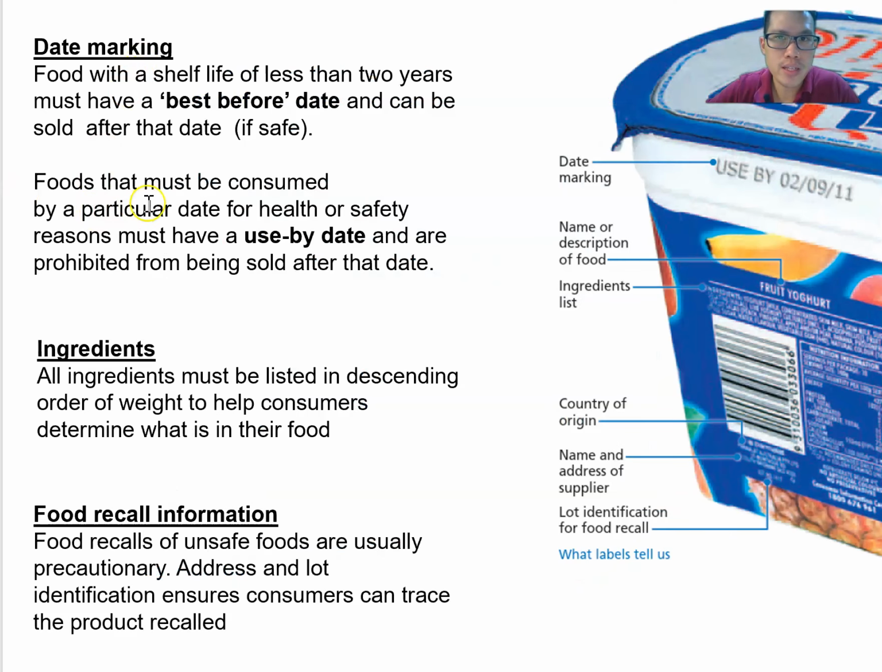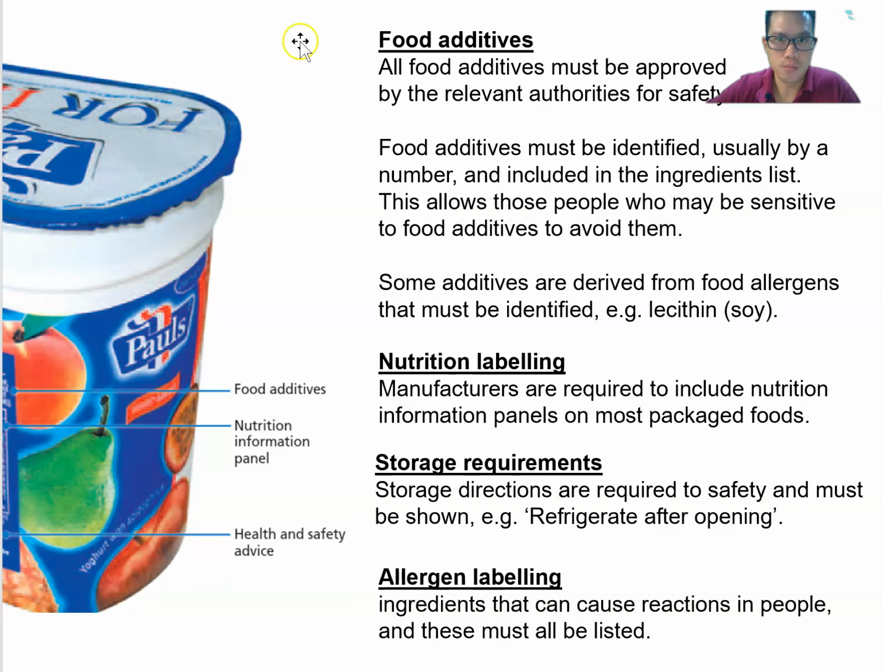So you can see the date marking, best before, use by, ingredients, food recall. Make sure that you know where to identify the production lot number, some of the food additives, nutrition labeling. The one that you need to see more is the storage requirement, for example, refrigerate after opening. A lot of people did not see this one. In the end, they store it at room temperature and the product goes bad, they eat it, food poisoning.